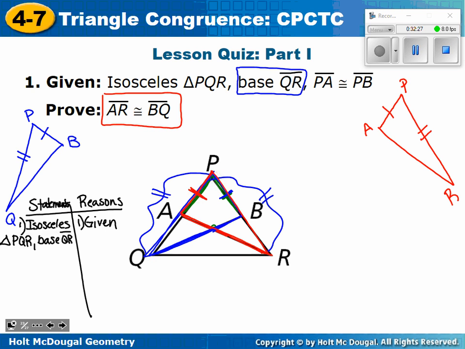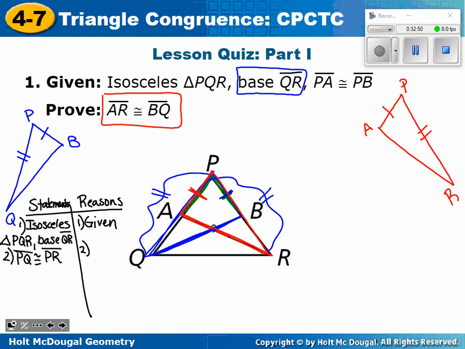Okay, PQ and PR, right? Those were the 2 sides, and we knew it was those 2 sides because they called the base QR. So it had to be that the other 2 are the legs of the isosceles triangle. So number 2, PQ is congruent to PR. And those are marked in our picture already.